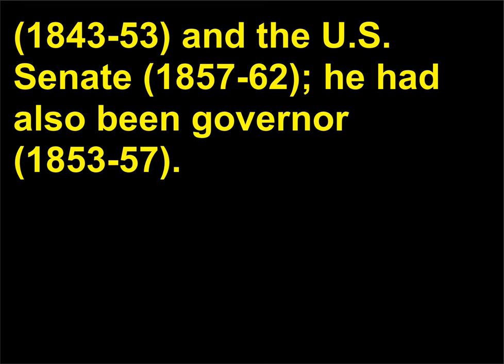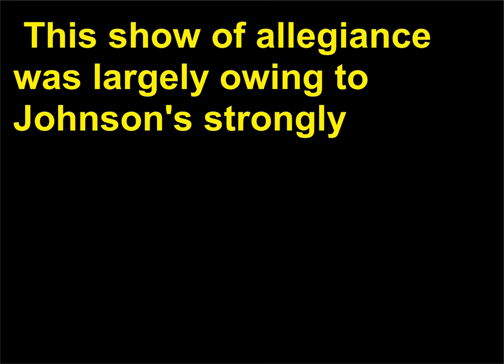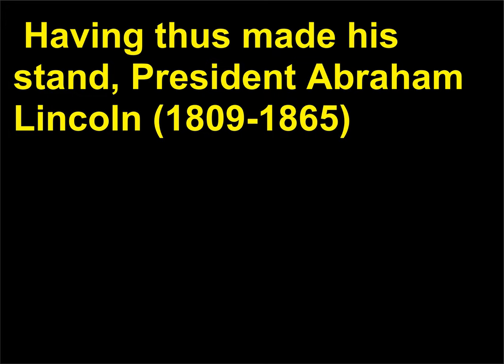But after the Civil War broke out, the Southern Democrat made a surprising move. He sided with the Union. This show of allegiance was largely owing to Johnson's strongly held belief that the South's secession was unconstitutional. Having thus made his stand, President Abraham Lincoln, 1809-1865, saw fit to appoint Johnson as the Union's military governor in Tennessee.